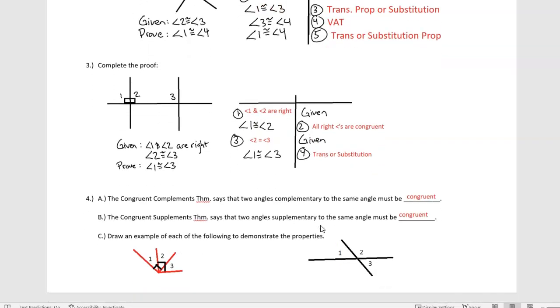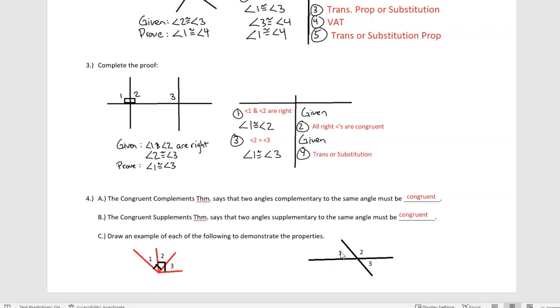The last part of this homework was the congruent complements theorem, which says two angles that are complementary to the same angle must be congruent. And the congruent supplements theorem says two angles supplementary to the same angle must be congruent. And here's an example. You can see 1 and 2 make 90 degrees and 2 and 3 make 90 degrees. So 1 must be congruent to angle 3. Since they're both complementary to angle 2, then they must be congruent.